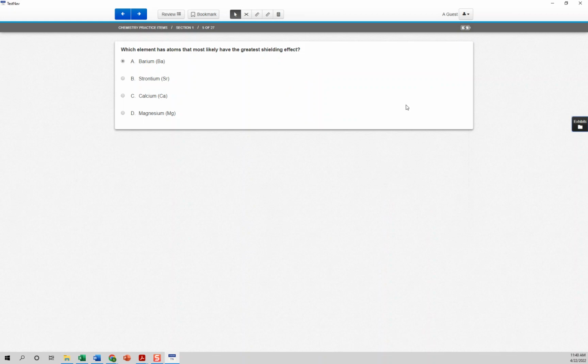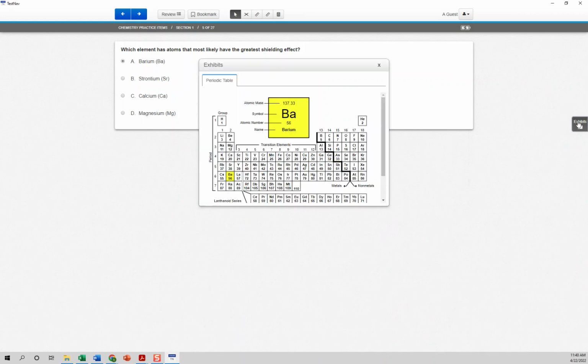Okay, now what shielding is, core electrons, so the non-valence electrons, shield, repel the valence electrons from the nucleus. And so the more core electrons you have, the greater the shielding. And as you go down, you gain another energy level. And that means, as I go from here to here, what once were my valence electrons, as I go down to this energy level, are now my core electrons. So as you go down, you get more core electrons, you get more shielding.